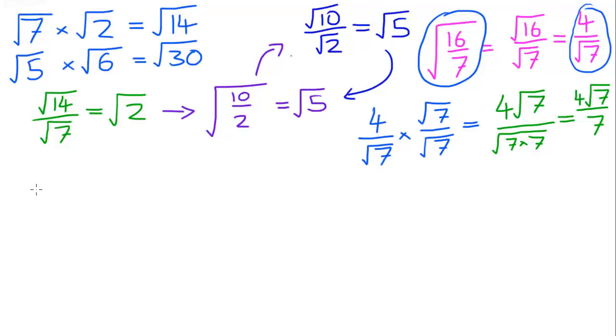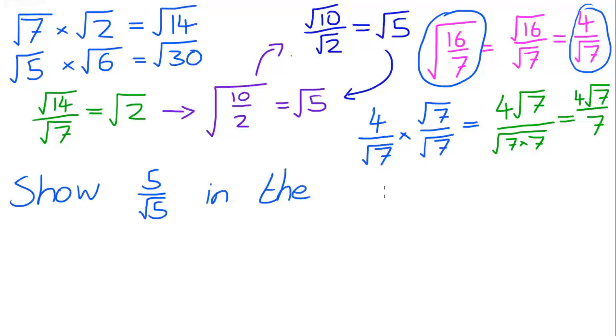At this stage I really want to get back to what they might actually ask you in the exam. So I'm going to come up with something that you might actually get asked. It might say something like this: show 5 over root 5 in the form of n root 5, where n is an integer, some non-decimal number. So how do we go about doing that?